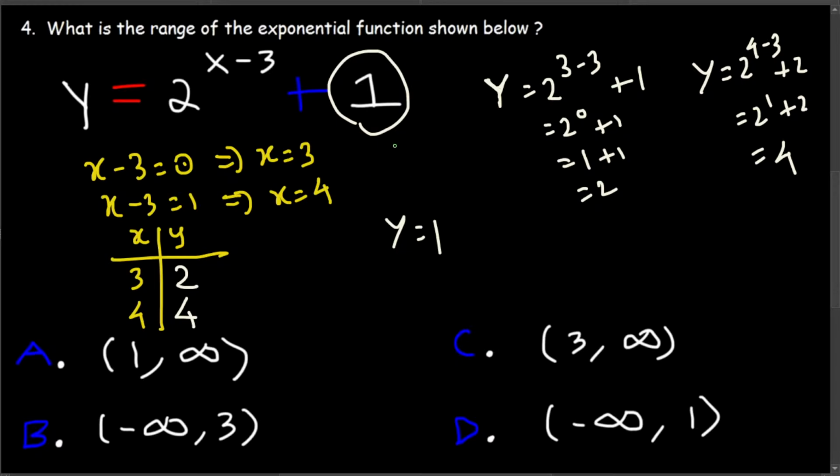Now, okay, wait a minute. Let me double check this one. You know what? Here I made a mistake. It's 2 power x minus 3, plus 1. The equation is 2 power x minus 3 plus 1, and I put 2 here. So that's a mistake. So the value here is 3. Okay, now we can go ahead and draw the graph. I'm going to erase this.